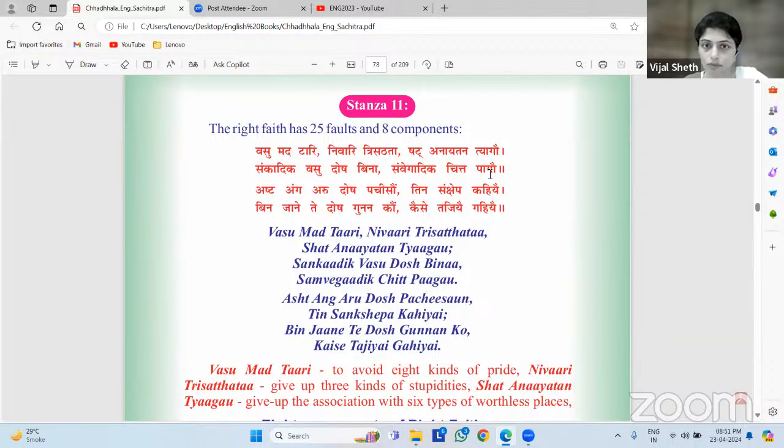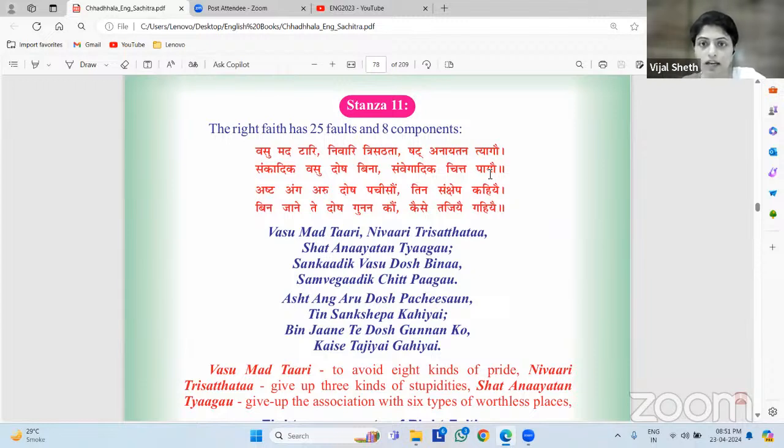So without these forms of dosh, now let us just count. Vasu Mad, eight Mad. So eight plus Nivari Trishathata, three types of stupidities. So eight plus three is 11. Shat Anayatan, so plus six. 11 plus six is what? 17. And then plus eight Shankadik Vasu Dosh, so eight kinds of dosh. So that total is 25. So these are the 25 faults which one has to consciously avoid. All these faults will be described in the subsequent stanzas.